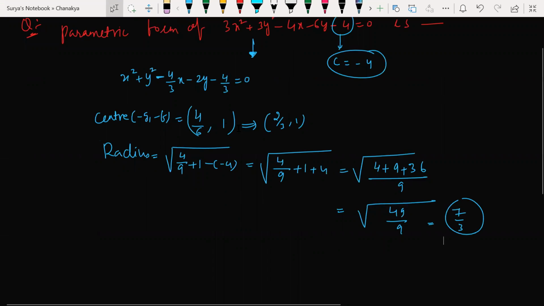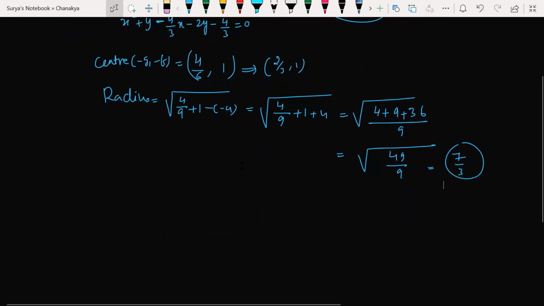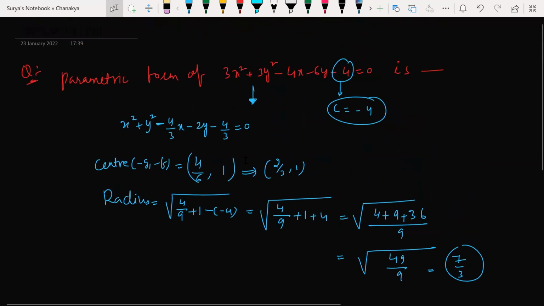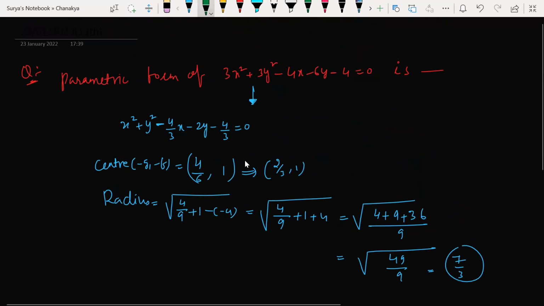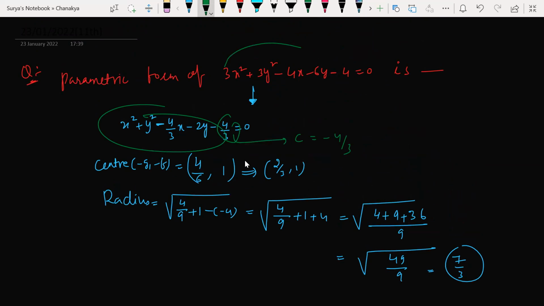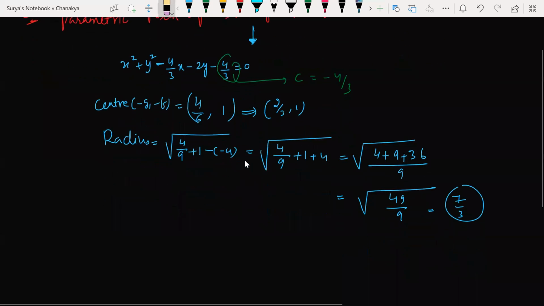Okay. So this is the radius? Am I correct? What is the value of c here? My goodness, we made a mistake. Look, the value of c here is minus 4 by 3. We are considering this equation, not that equation. Why? Because we modified the given equation, so our c value changes here. So be careful. Look at this: 4 by 3 here.